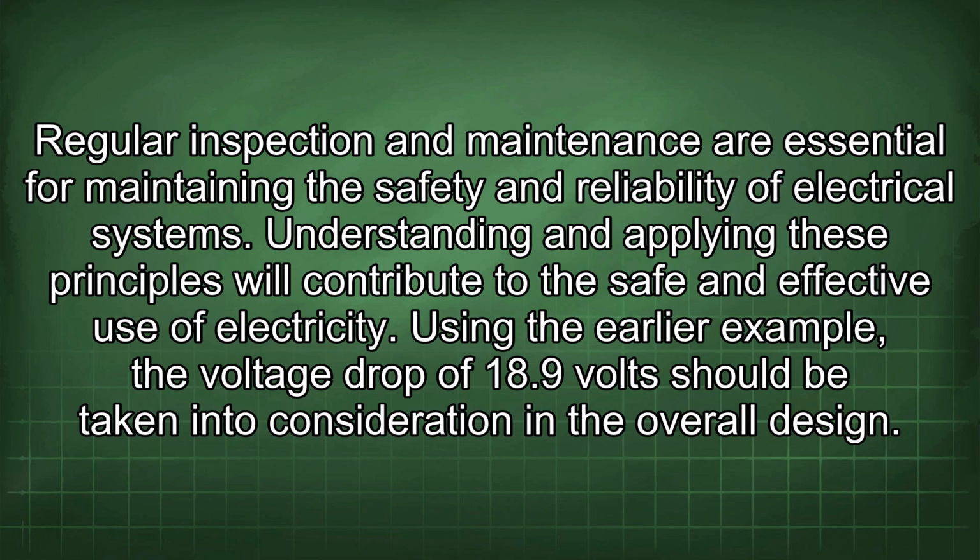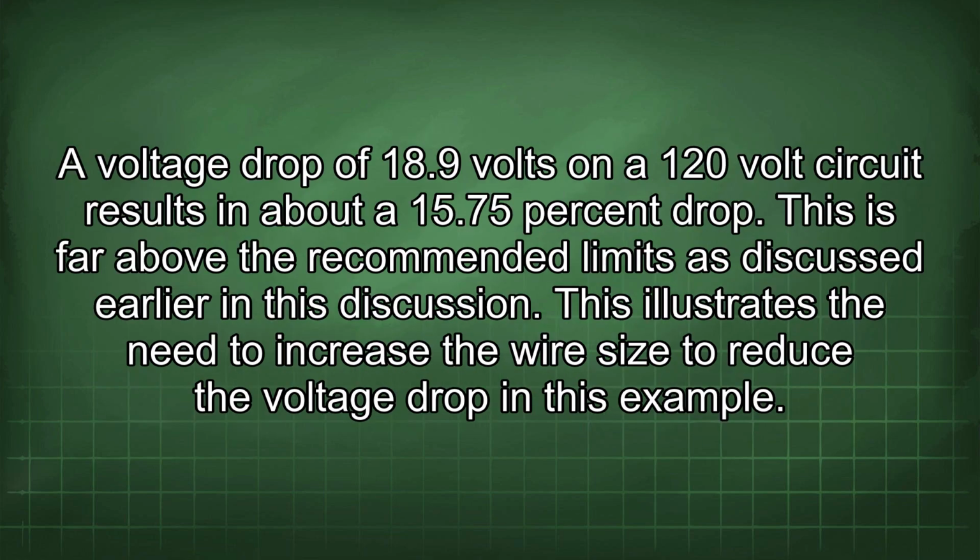Using the earlier example, the voltage drop of 18.9 volts should be taken into consideration in the overall design. A voltage drop of 18.9 volts on a 120 volt circuit results in about a 15.75% drop. This is far above the recommended limits as discussed earlier in this discussion. This illustrates the need to increase the wire size to reduce the voltage drop in this example.